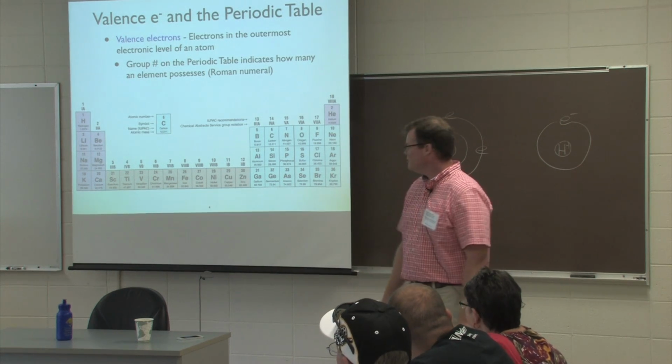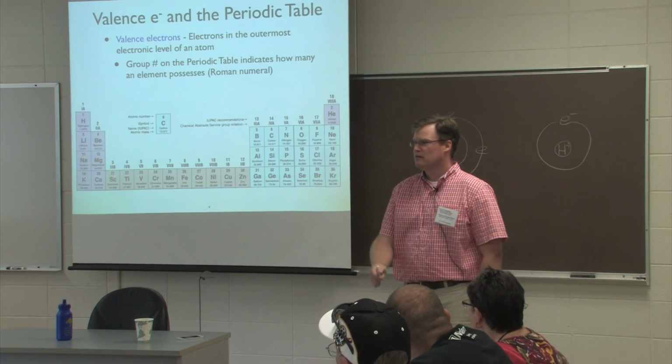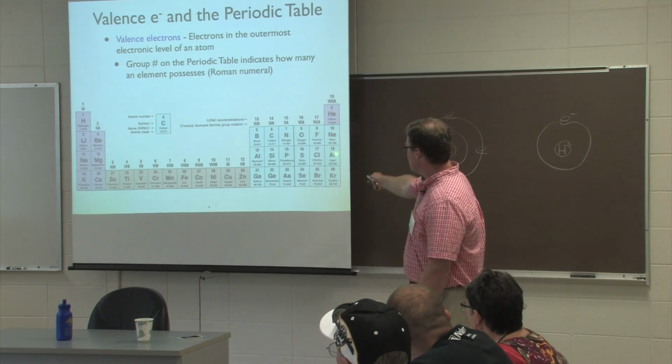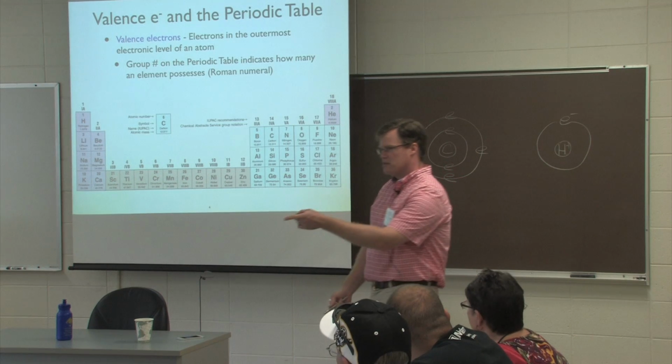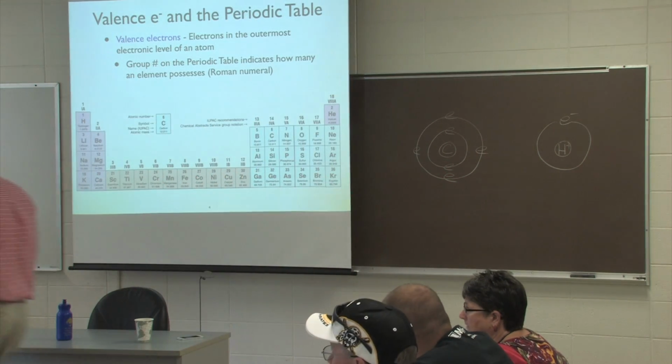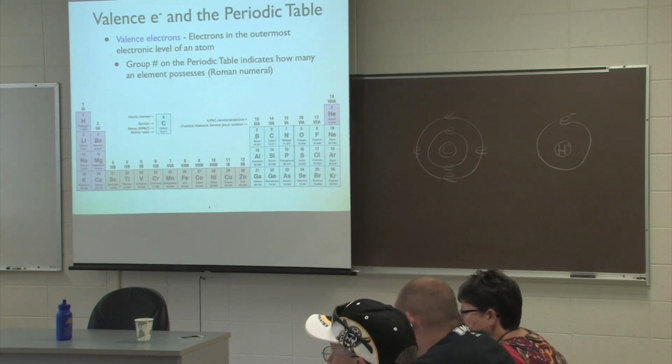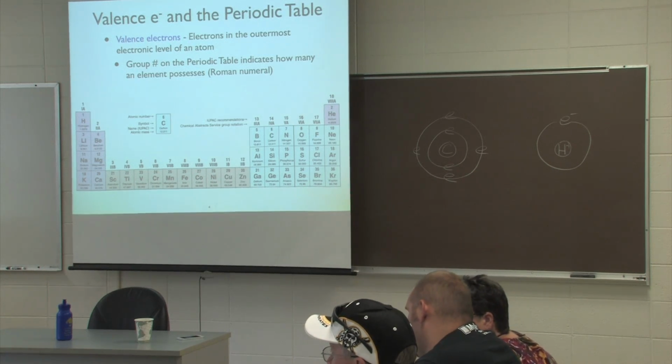5. All right, that's not a problem. How about bromine? 7. Yeah. How about argon? 8. Hey, that's not too bad. All right. Any questions on this? So this is how we determine the number of valence electrons that are available to an atom.